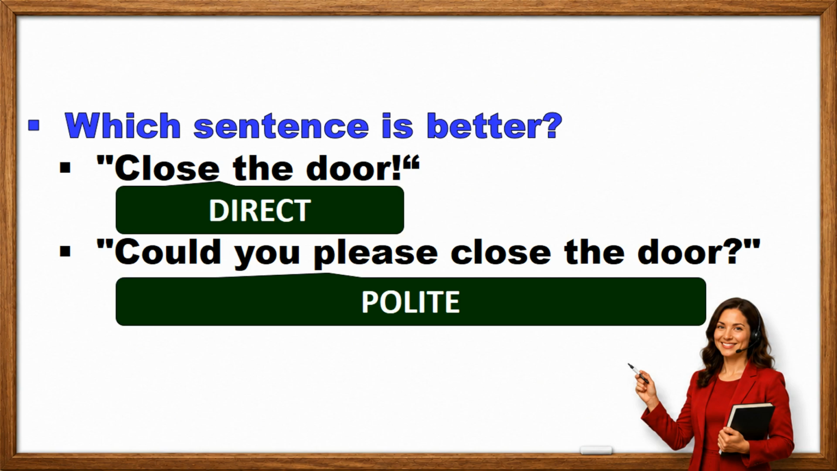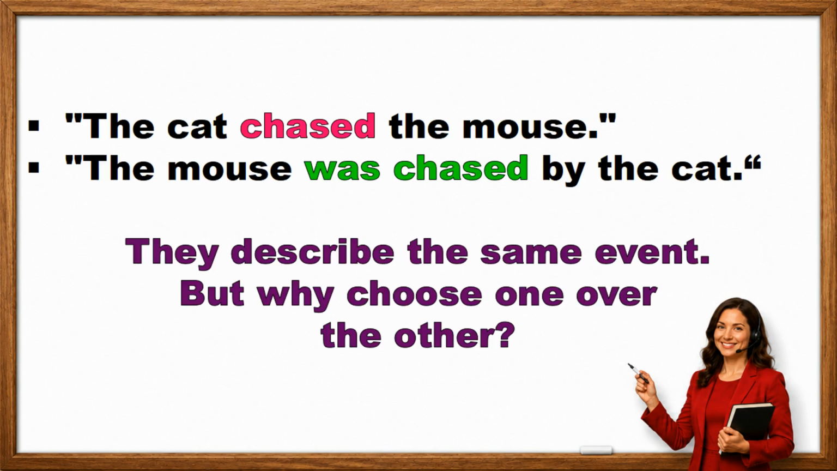Interesting, right? Now look at these two sentences. "The cat chased the mouse." "The mouse was chased by the cat." They describe the same event. But why choose one over the other? Today, we're going to discover the answer.